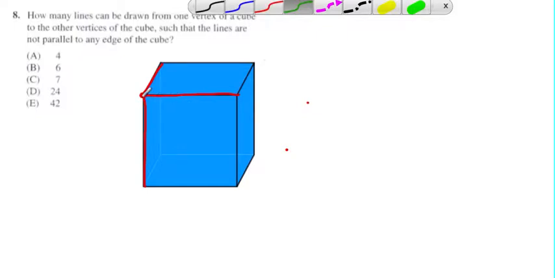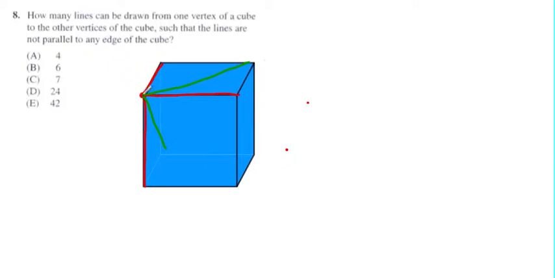Then another possibility is here: 1, 2, 3, 4. Those are the 4 possibilities where we can draw the line and they are not parallel to any other edges. So therefore our answer becomes 4.